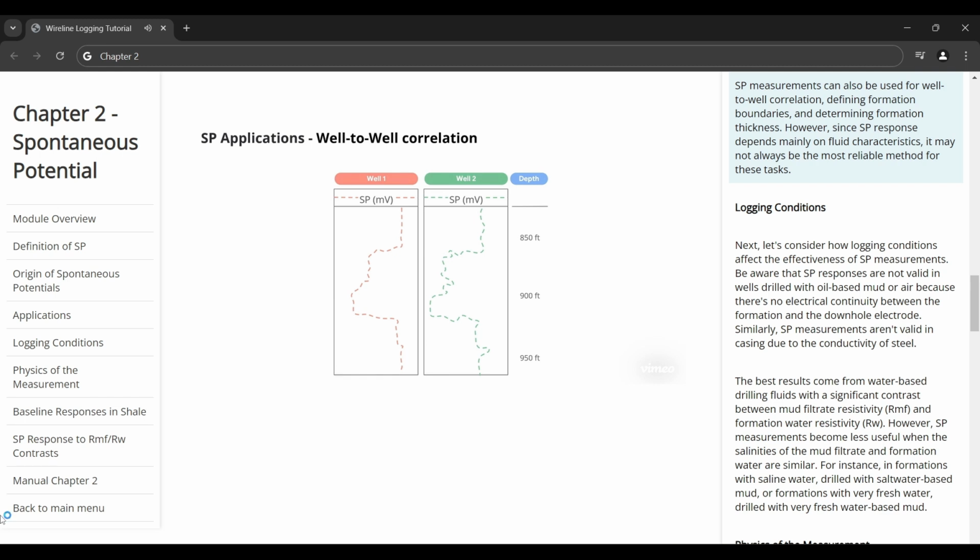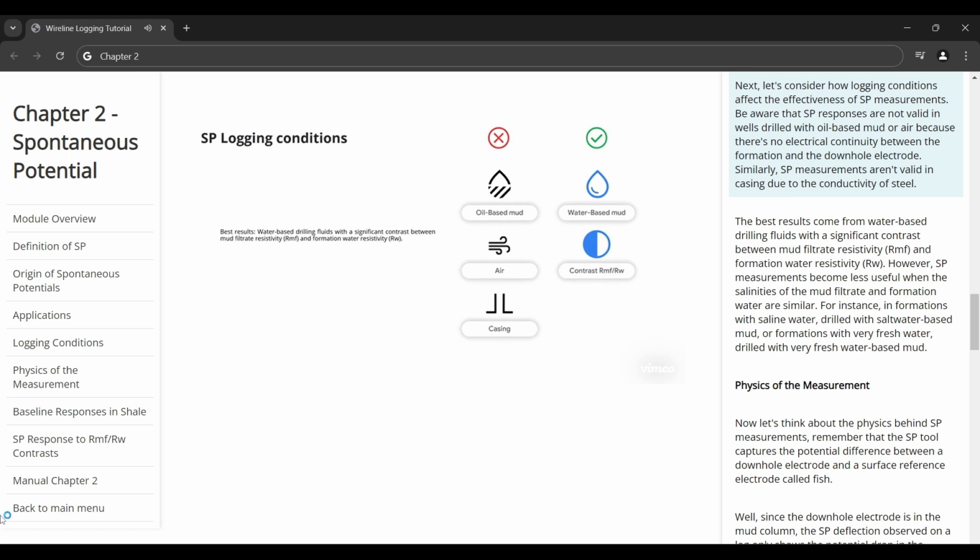However, since SP measurement depends mainly on the fluid characteristics, it might not always be the most reliable method for this task. Next, let's consider how logging conditions affect the effectiveness of SP measurements. Be aware that SP responses are not valid in wells drilled with oil-based mud or air because there's no electrical continuity between the formation and the downhole electrode. Similarly, SP measurements are invalid in casing due to the conductivity of steel.